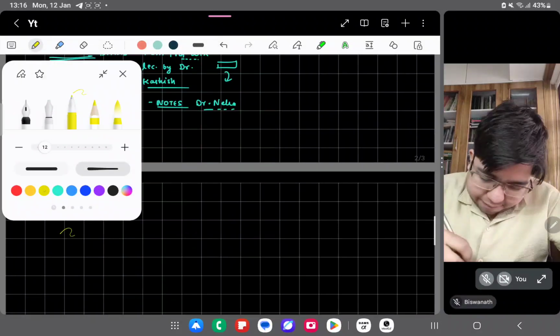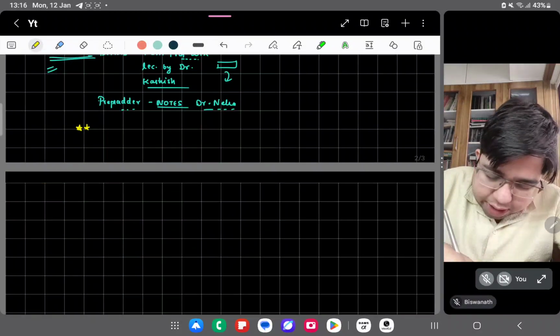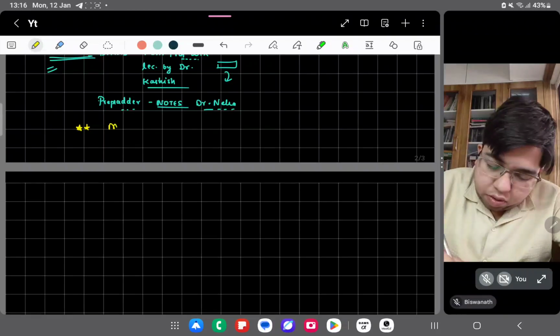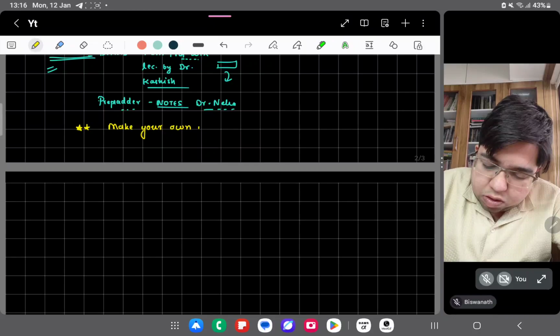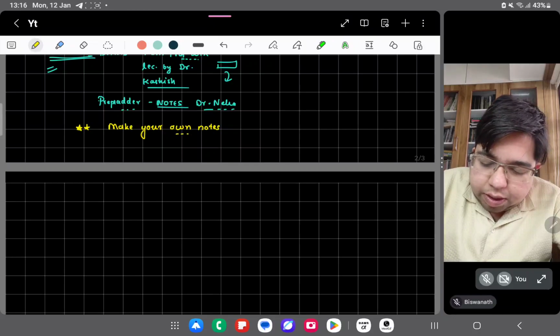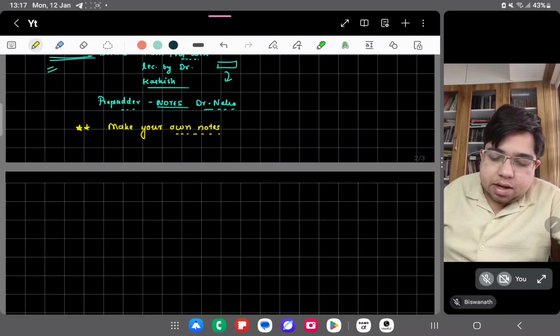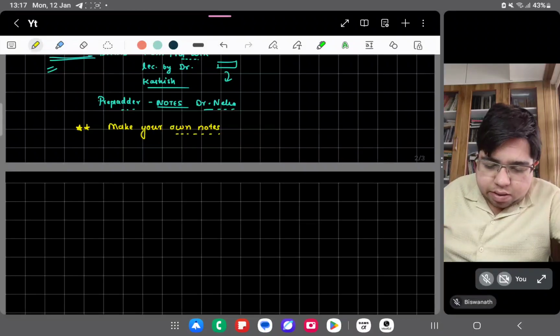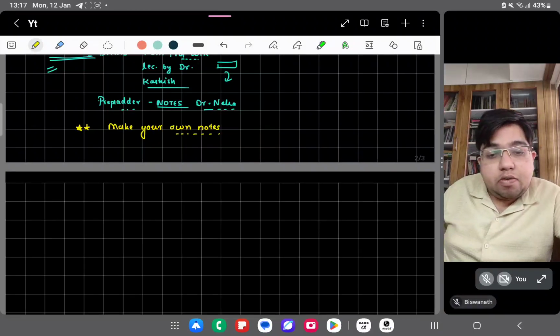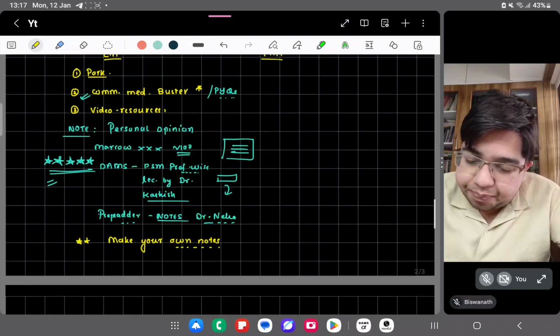One thing I will advise you is to make your own notes, because making your own notes will put you in a practice of writing answers, and of course retention as well. It may take time, but it's worth it, right?